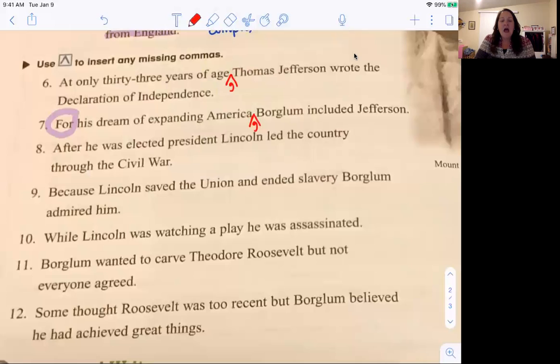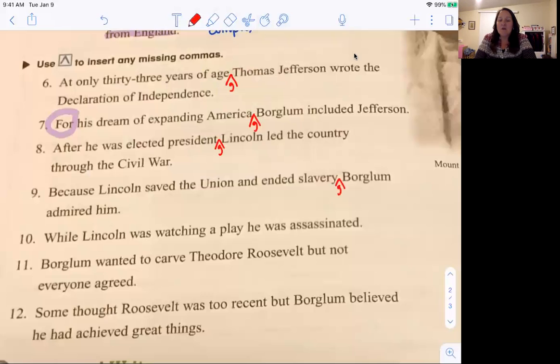Number 8, after he was elected president, Lincoln led the country through the Civil War. Did you hear the pause in my voice? I'll read it again. After he was elected president, Lincoln led the country through the Civil War. That's right, after president. Number 9, because Lincoln saved the Union and ended slavery, Borglum admired him. Good. If you said after slavery, excellent job.